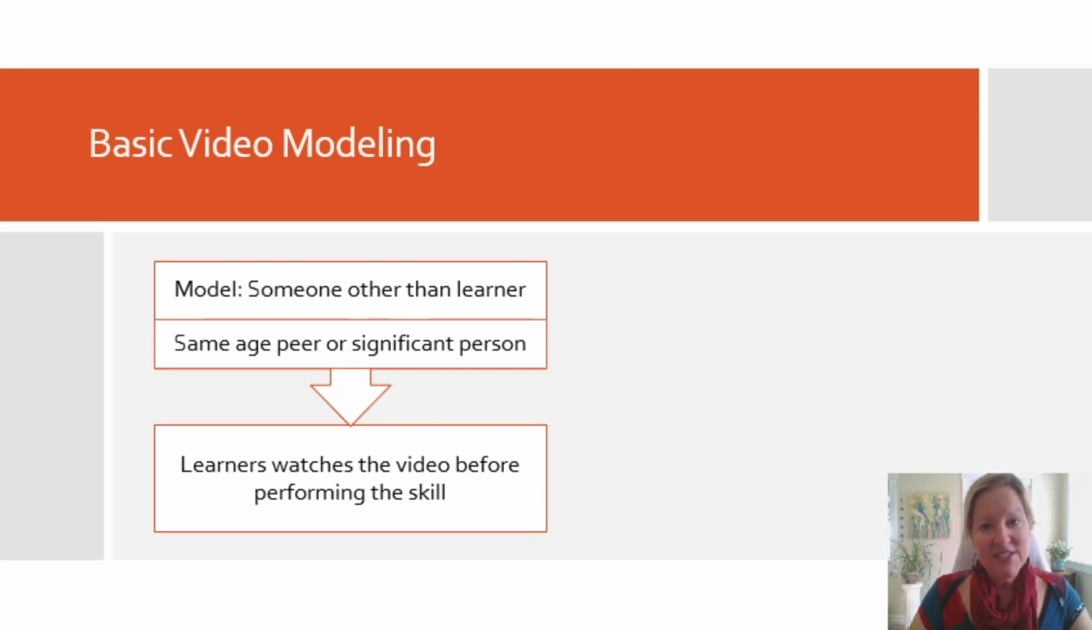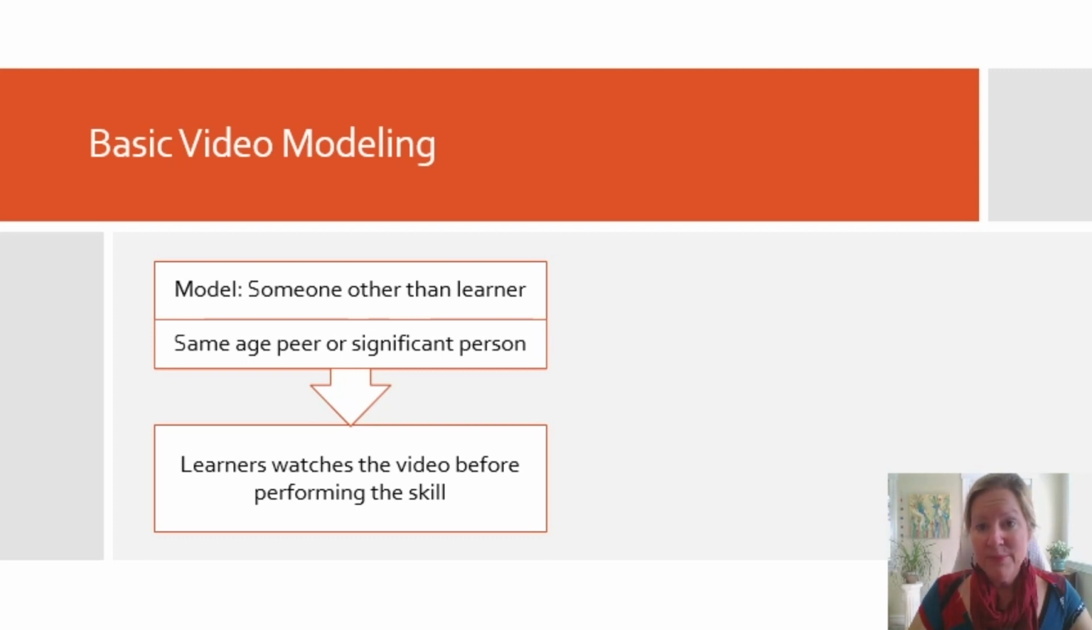When this technique is used, it is recommended that the modeling be done by a same-aged peer or a person who is important to the learner, such as a parent or a teacher. It may also be necessary to have a script and to practice modeling the skill before the video is taken.